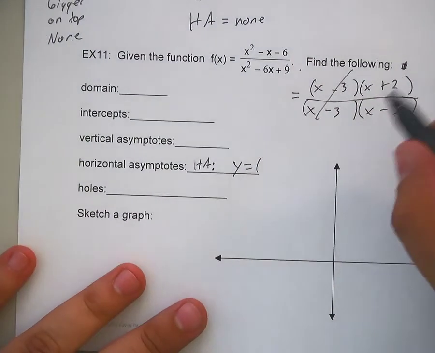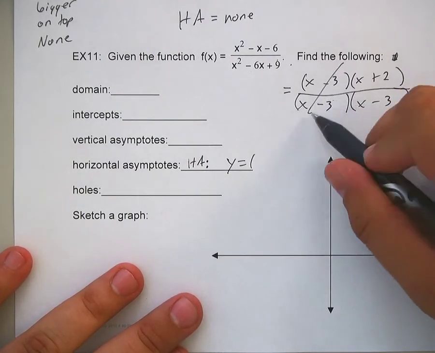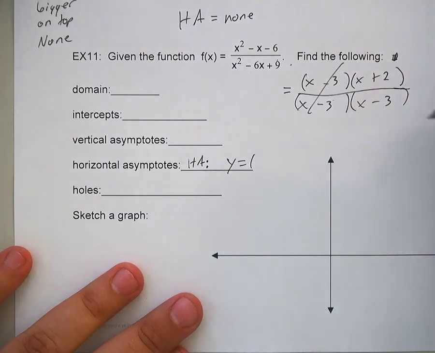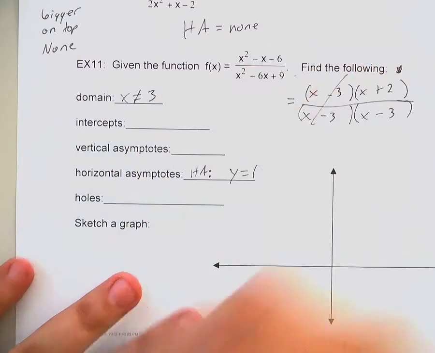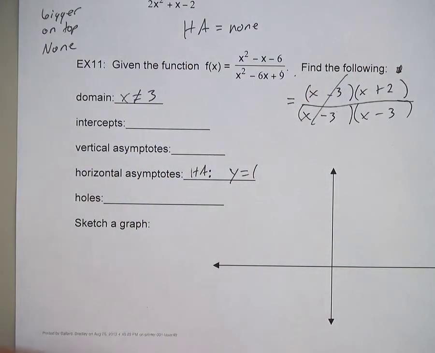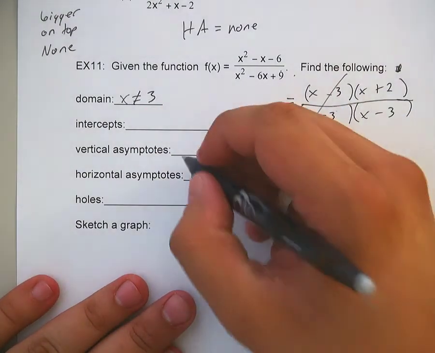Vertical asymptotes. What can the bottom not be? What can we not plug into x in order to make this thing undefined? What can x not be? X cannot be 3. That's your domain. Easy. Now, as far as intercepts go, we'll get to that in just a second. Let's do vertical asymptotes real quick. Since x cannot be 3, that's your vertical asymptote.